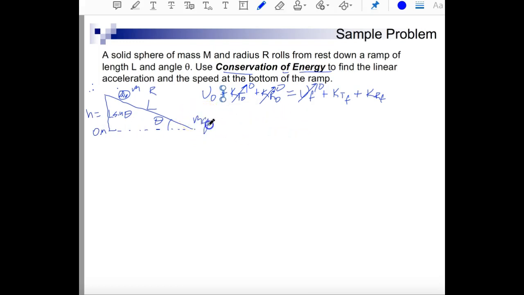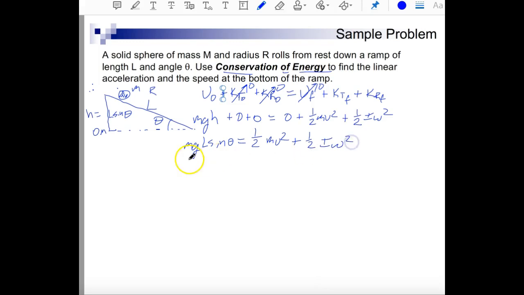So we're going to start with mgh. We're going to add to that 0 plus 0, and then we've got 0 here, and we've got our 1/2 mv squared plus 1/2 I omega squared. Next thing we'll do is let's do some substitutions. So this mgL sine of the angle is equal to 1/2 mv squared plus 1/2 I omega squared.